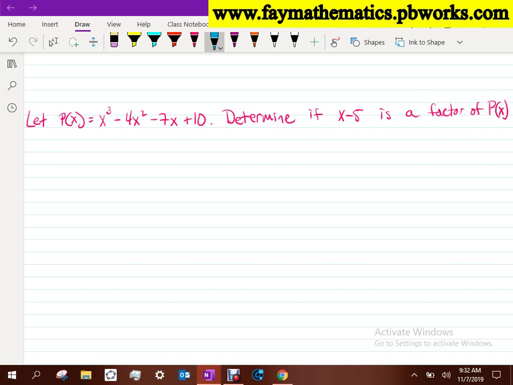I want yes, it's a factor because the remainder theorem says if my remainder is 0, then C is a factor. Or I would say no, because the remainder theorem says if C is a factor, then the remainder should be 0. Or if C is a 0, then x minus C is a factor, and then P of C should equal 0. In this case, P of C does not equal 0. Does that make sense? Okay. So my remainder is not 0, so I don't have a factor.